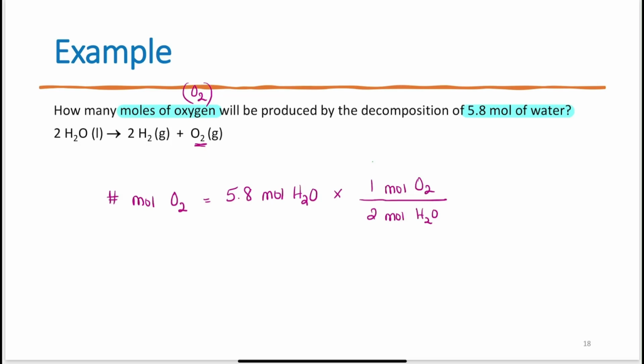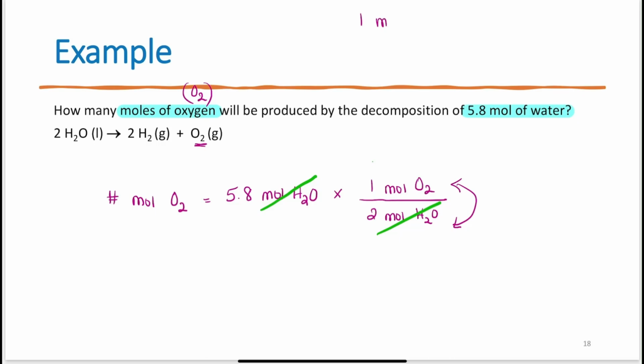Until you are very good at this, or possibly forever, because I still do it sometimes, I recommend that you make sure your units are canceling. So make sure moles of water is canceling out. Remember, something in the numerator and something in the denominator is what's going to cancel out. If you cancel these out like this, it will help keep you on track to make sure that you're putting this in the right order.